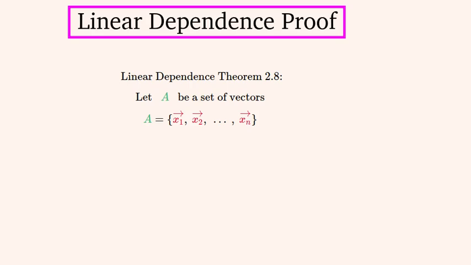This proof is about linear dependence, which is the opposite of linear independence, because there's at least one vector in the set that's the sum of the others. But this isn't part of its definition, so it needs to be proven, and this is the proof.